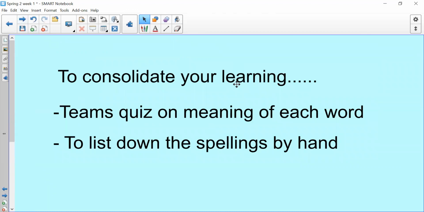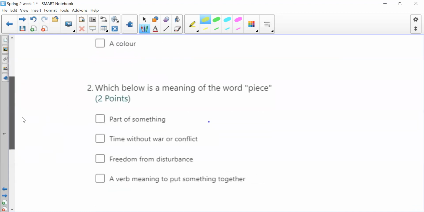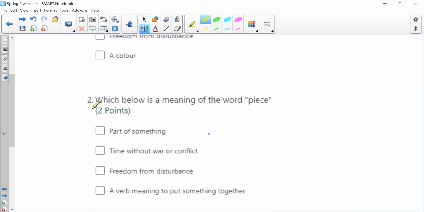So to consolidate your learning, the same as yesterday, there is a Teams quiz on the meaning of each word. And then we would like you to list down the spellings by hand, just to get them written down and to help your muscle memory. So for the quiz, and I'll say it again, if there are 2 points up for grabs, there will be 2 correct answers. So you have to tick 2 separate boxes. Okay, so look carefully. If there is 1 point, there is only 1 correct answer. So really bear this in mind.